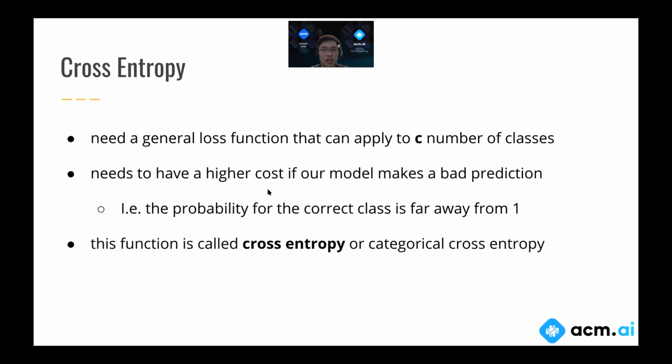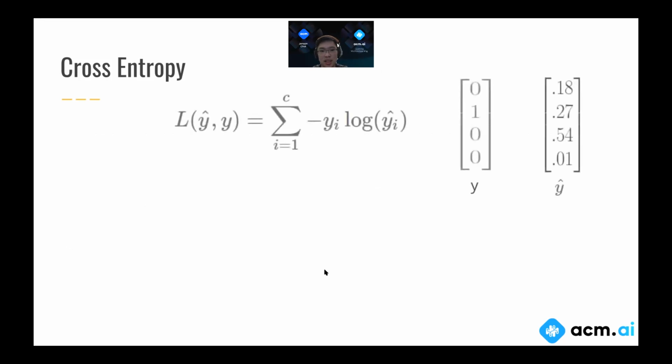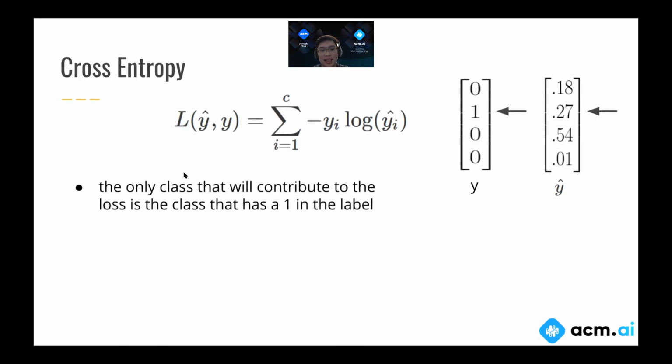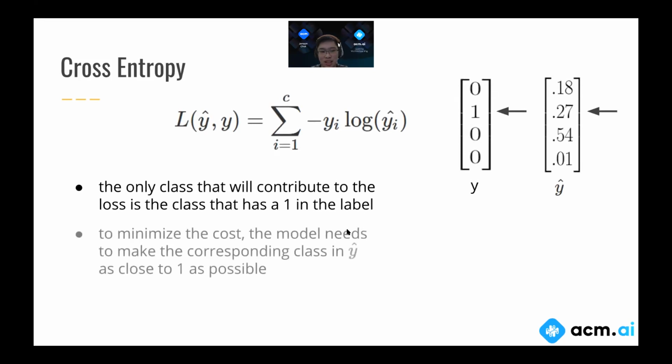The function that I just described is called cross-entropy, or categorical cross-entropy. The formula for cross-entropy is similar to log loss, but we're just dropping the second term. So the only class that will actually contribute to the loss is the class that's labeled 1. In this case, it will be the second class, which I believe is a dog. To minimize the cost, our model has to make the corresponding prediction in y hat as close to 1 as possible, so that the log of that entry in y hat would be close to 0.